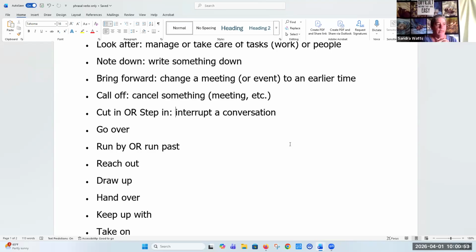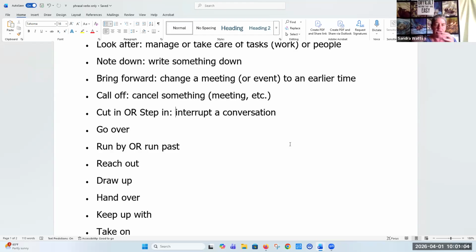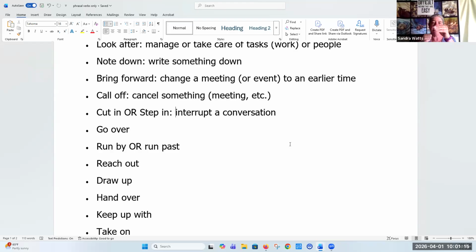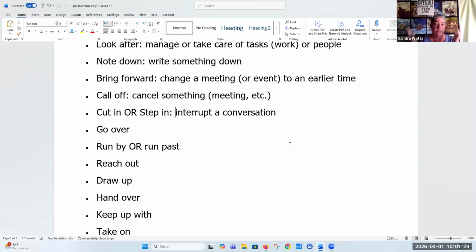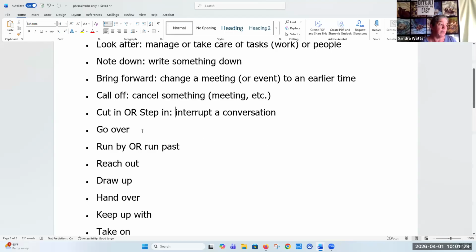Step in, to me, is a little more when somebody's doing it because they see you need help. Like if you and your coworker don't agree on how to do something at work and your manager steps in. Yes, he's interrupting, but he's there to help and fix the problem. Cut in could be helpful or not helpful. But the basic meaning is you're interrupting.